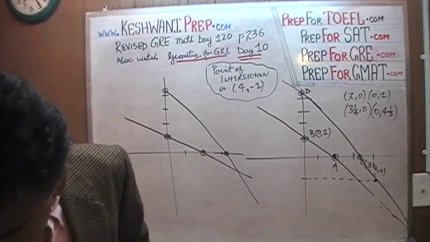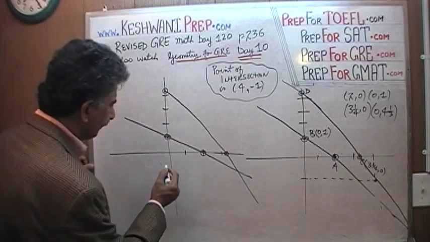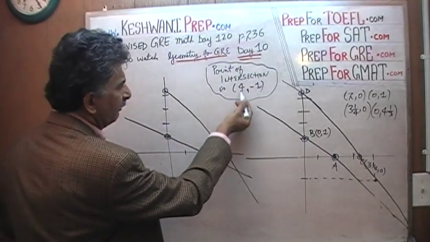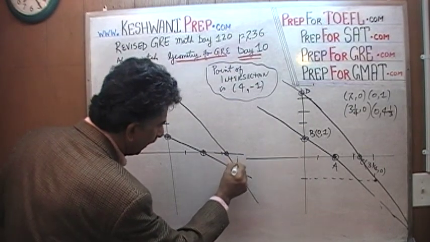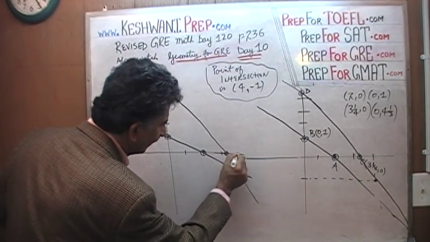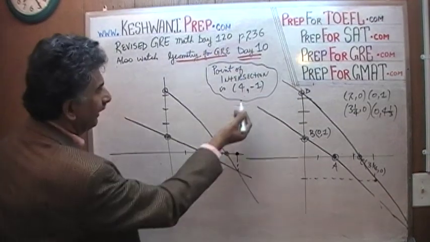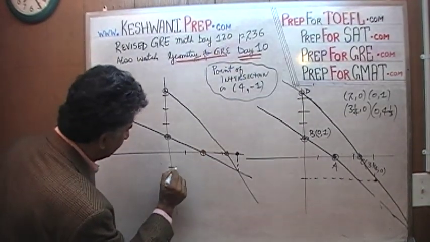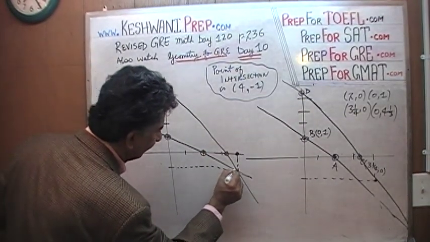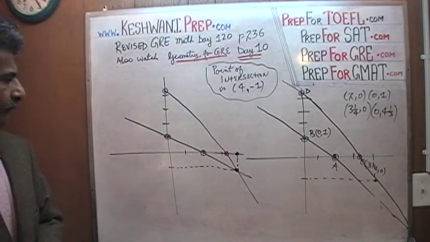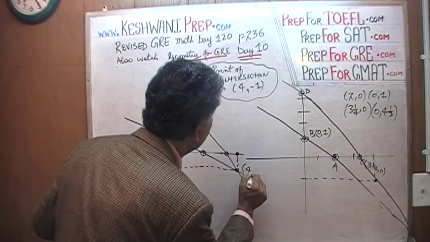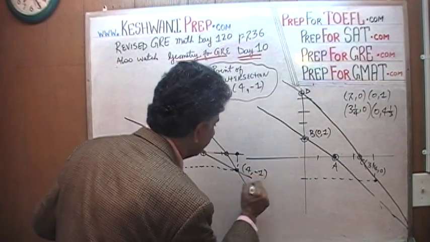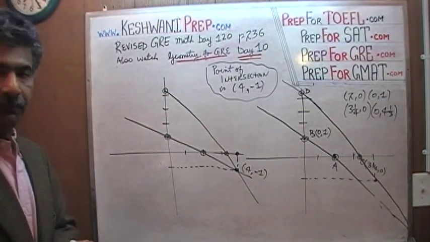But here, let's see what happens. So, we know the point of intersection is 4 and -1. 1, 2, 3. Aha! 1, 2, 3, 4. Looks like this is 4. Voila! And a -1. Voila! There you go. That's your point of intersection, 4 and -1. That's it, we are done.